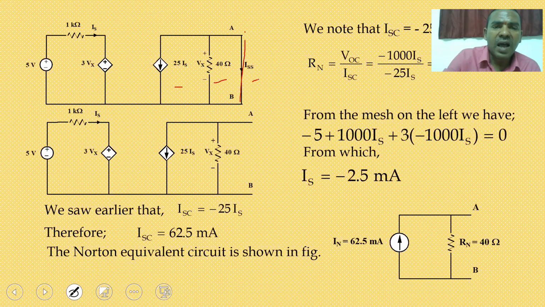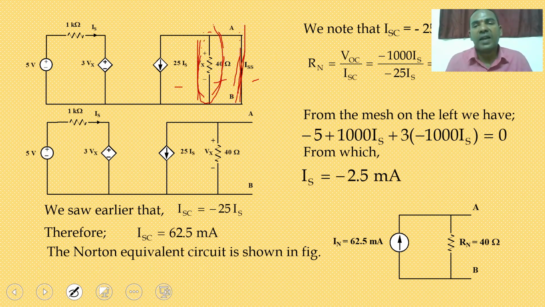So here the ISC value we are calculating. The ISC value is the same as 25 Is, with a negative sign, because the 40 ohms is directly shorted, so no current will flow through this branch. So whatever current is flowing must be in the short circuit line only. What is that value? Minus 25 Is.